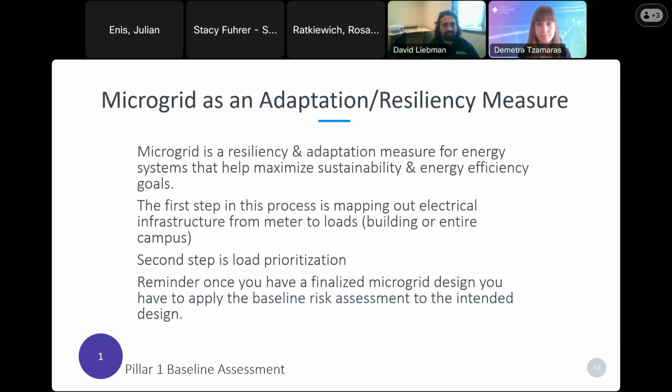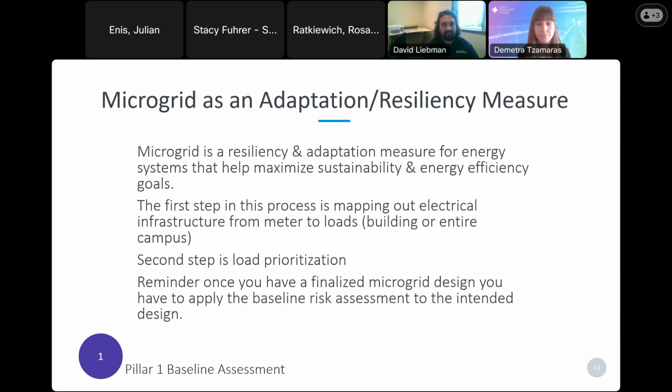As an adaptation and resiliency measure, the first step in our process was mapping out our electrical infrastructure, looking at it from meter to loads and building services. Our next step after finishing our mapping process was load prioritization. And then finally, once we prioritized our load, we modeled what our system sizing would be and what assets we would need to install, came up with a complete design to cover our load prioritizations, and then began to apply our first baseline assessment to that final design.